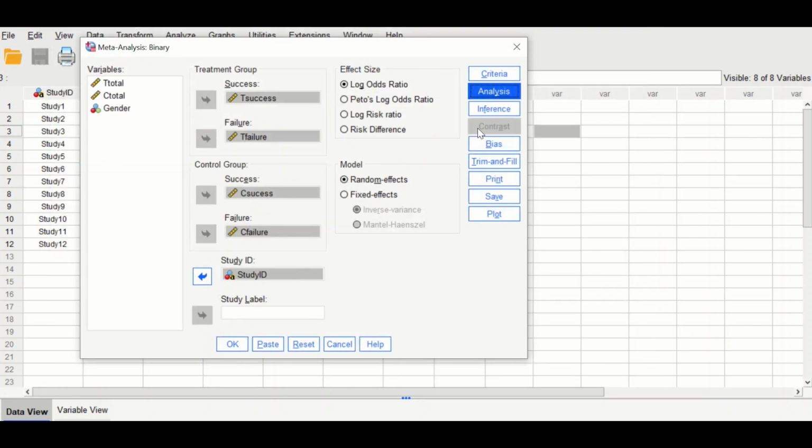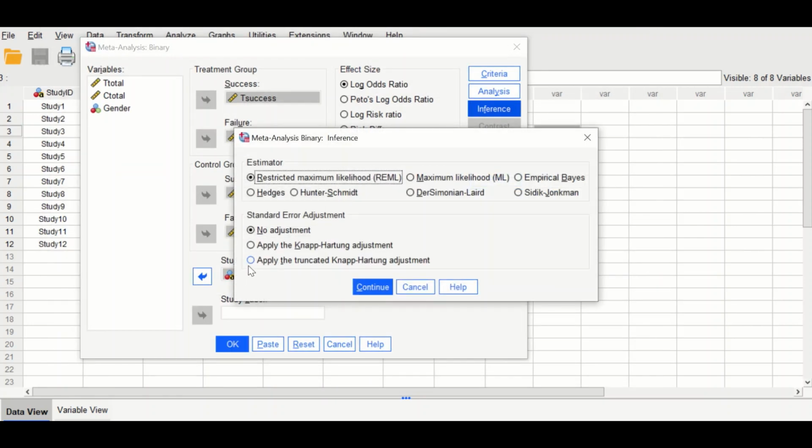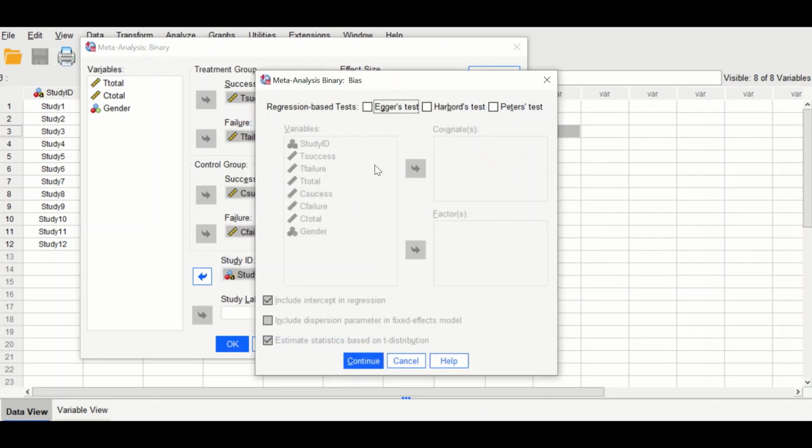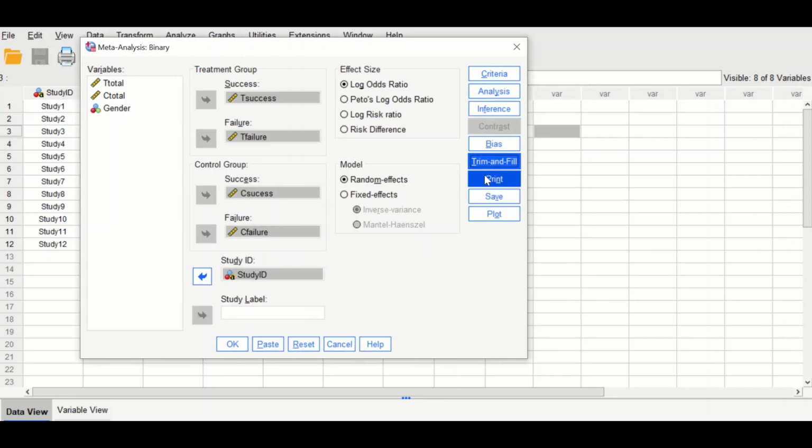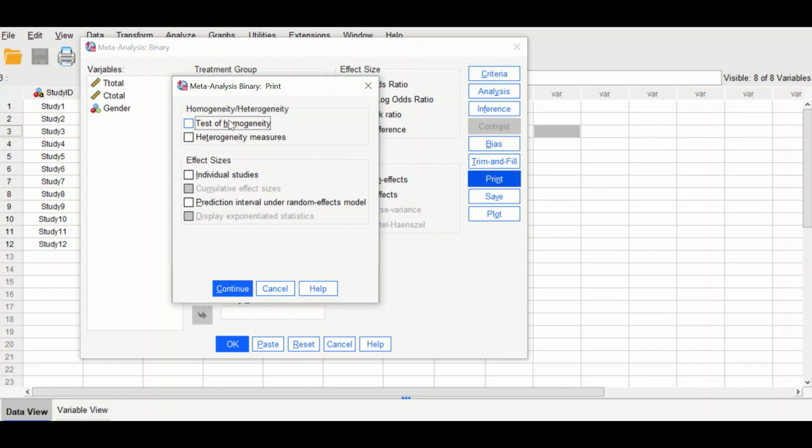Click on continue, and for inferences no changes will be performed. For bias I will tick on the Egger's test and then click on continue. For time and fill, no selections. For print, here it's very important to generate values for the I-squared and heterogeneity test. So tick on the test of homogeneity, tick on the heterogeneity measure.